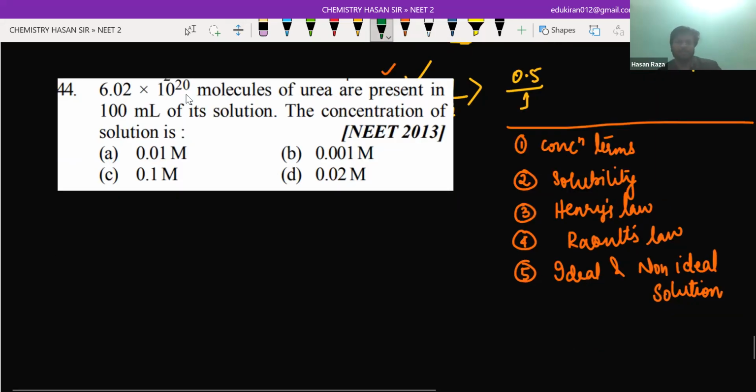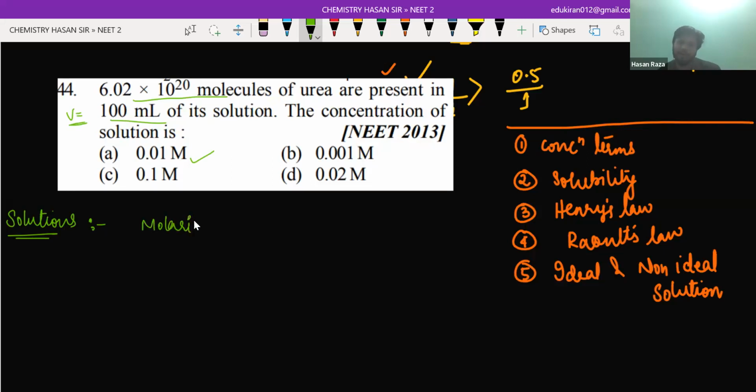Basically, the question is very easy if you have studied the solution chapter, the class 11th first chapter. The number of molecules of urea present in 100 ml of solution is given. That means the volume is given, and the concentration of the solution, the unit is M. M stands for molarity, and molarity has a formula: number of moles of solute upon volume of solution in liters.